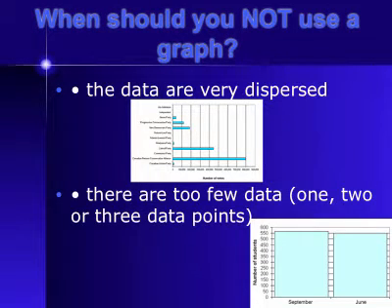Now, when should you not use a graph? If your data is really dispersed, for example, you have 1 or 2 points in one area and you don't have a lot of data until another area further away, there are better ways of representing that information than in a graph. Also, if you only have 1 or 2 or 3 data points total, a graph might not be the best way. A table might be a better way of showing this, or even just simply describing your information in the text.